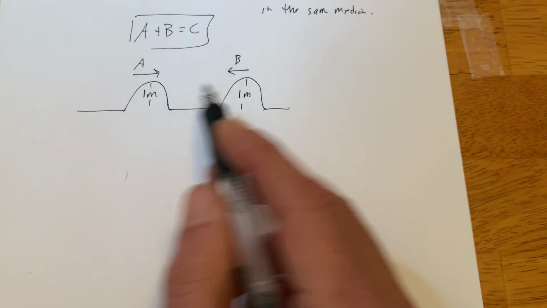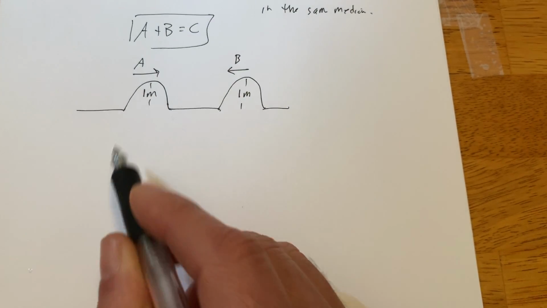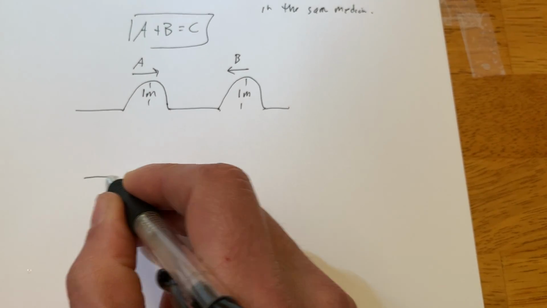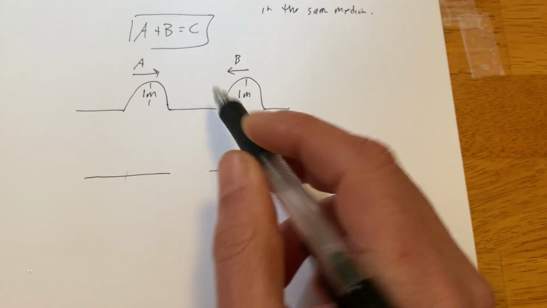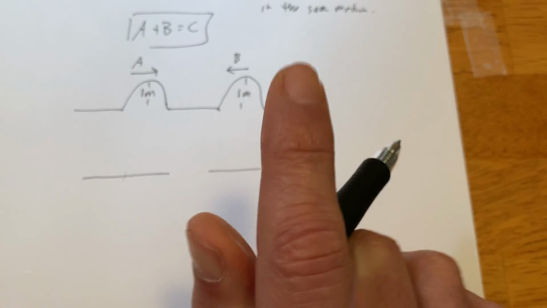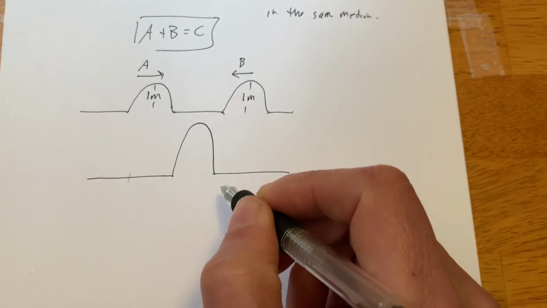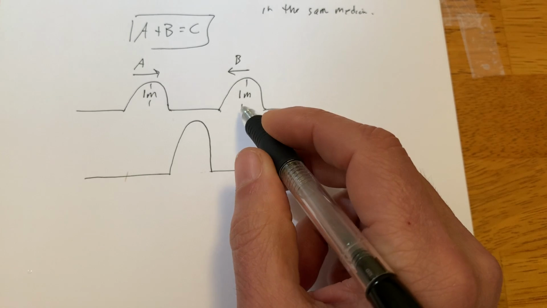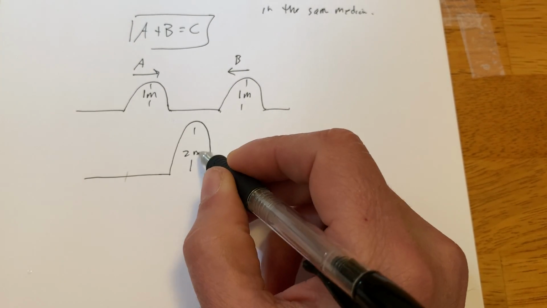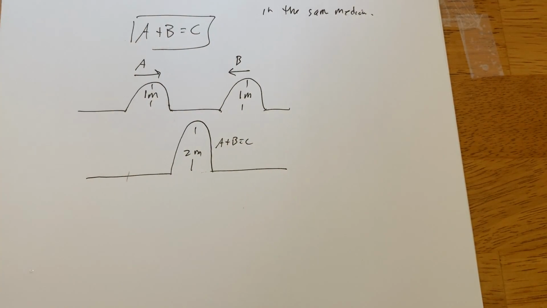All right, so what's going to happen? This guy's moving to the right, this way. This guy's moving to the left. So what's going to happen when these 2 waves meet? Well, what did I say over here? A plus B equals C. So when they meet each other in the same medium, what's going to happen is, in this particular case, I'm going to get a bigger wave, right? So now, for this brief moment in time, A plus B equals C.